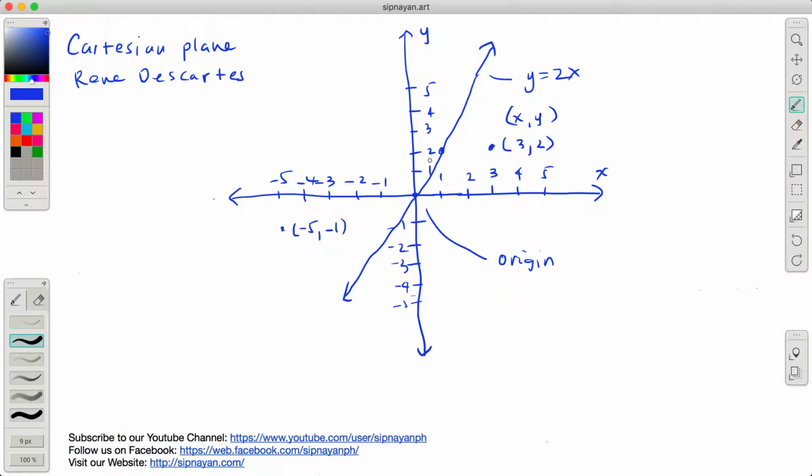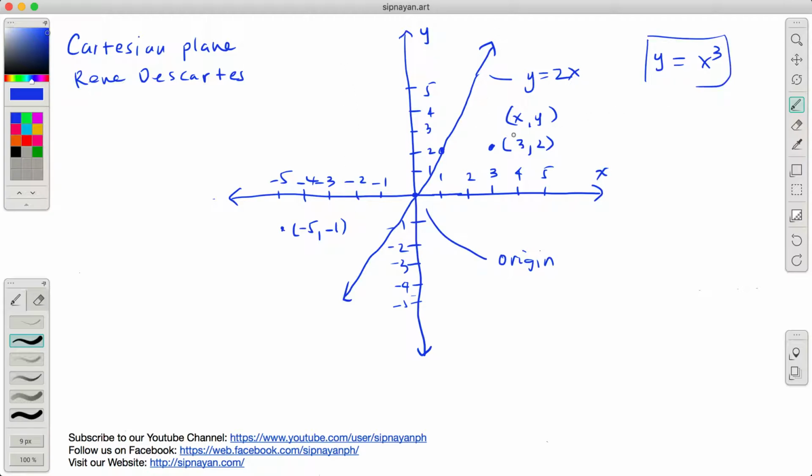Yung slope niya is 2. Of course, the parabola na napag-aralan nyo na before, the cubic function, the idea is that pag meron tayong equation, for example, y equals x cubed, it can be represented by a graph on the Cartesian plane. So yun yung importance niya. Meron kang algebra at saka meron kang geometry na part.